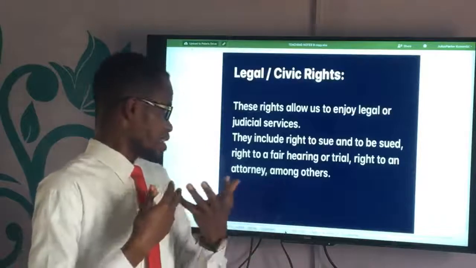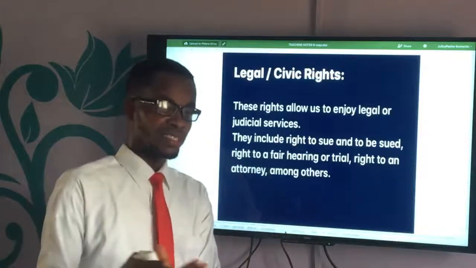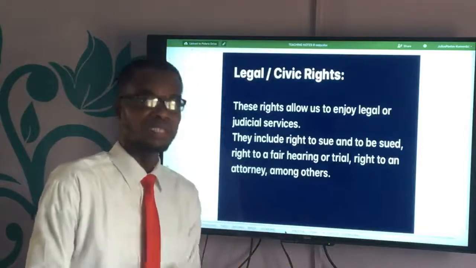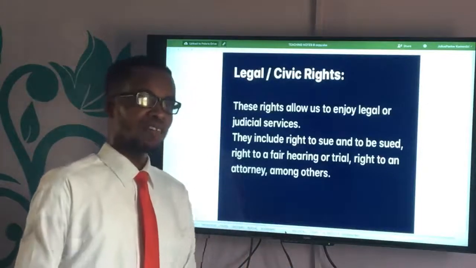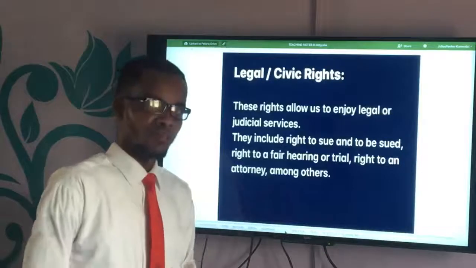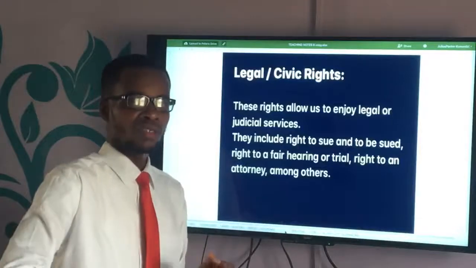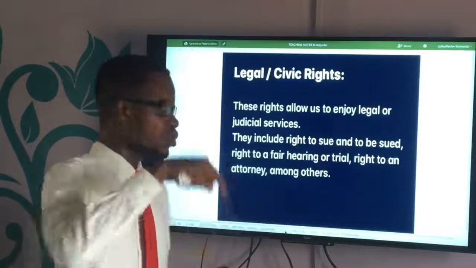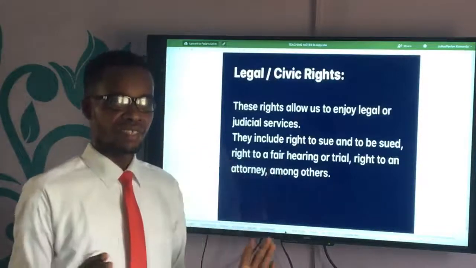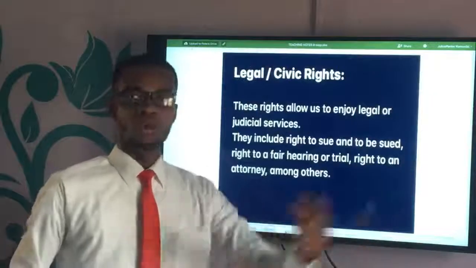Then if there is a case in court, or you've been taken to prison, the police have arrested you, in our laws you are not supposed to be kept in police custody for more than 48 hours. Within the 48 hours, they have to arraign you before a court of competent jurisdiction, a court that has the power to sit on that particular case. They have to take you there. They'll give you a fair hearing. They must not hear just one part of the story and then say, okay, you are guilty.